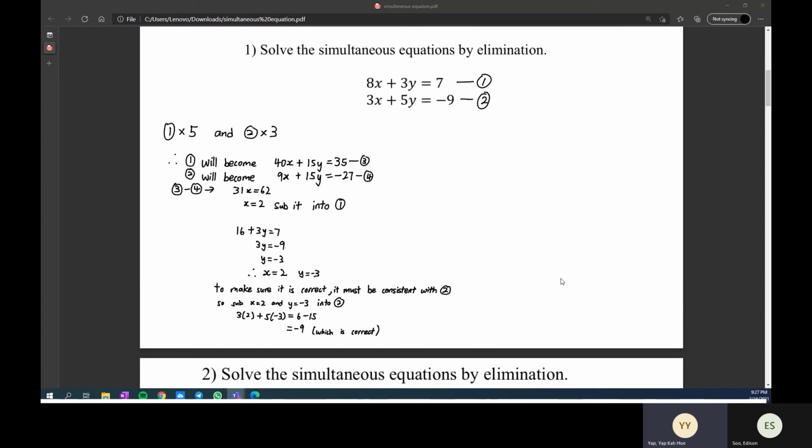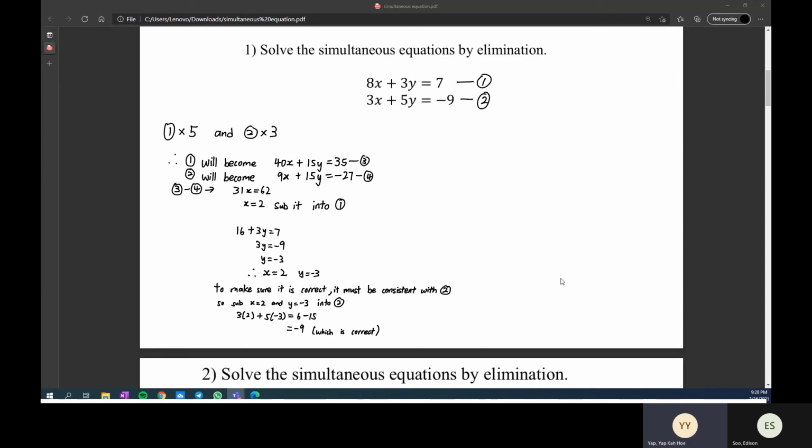And second, we will use the third equation minus the fourth equation, and we will get 31x equals 62, because 15y minus 15y is equal to 0. So we will get x equals 2, and we will sub it into the first equation, and we will get y equals negative 3. So therefore, x is equal to 2, and y is equal to negative 3.